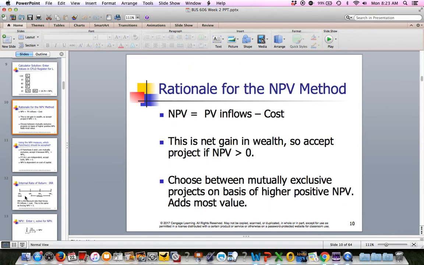So remember, the decision tree is right here. As long as the present value of all inflows is greater than cost, NPV is greater than 0, then generally I would accept the project. Now it says here, choose between mutually exclusive projects on the basis of higher NPV, which adds more value.